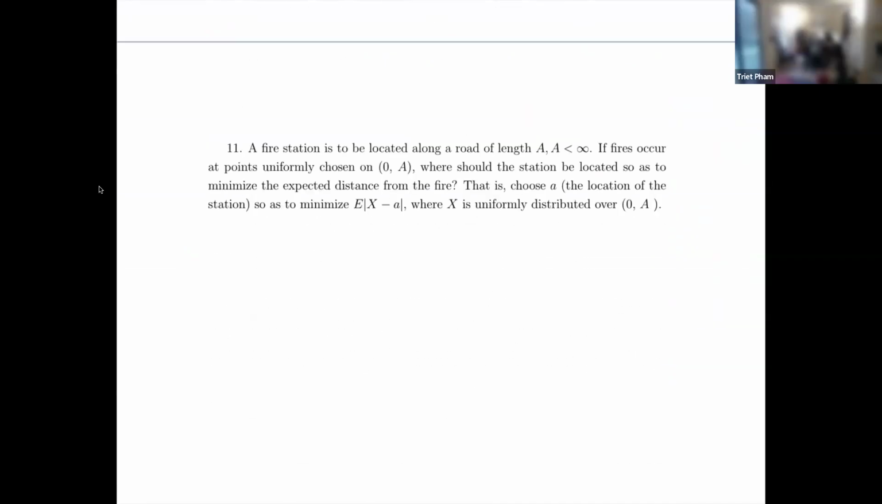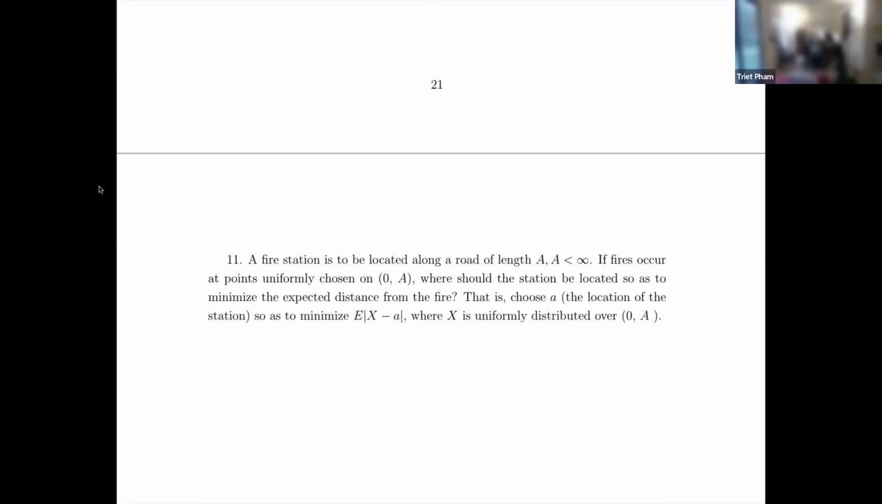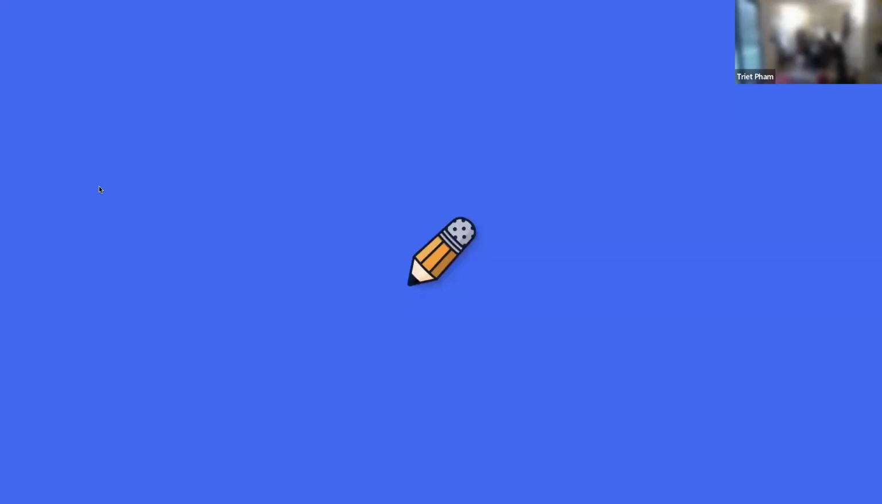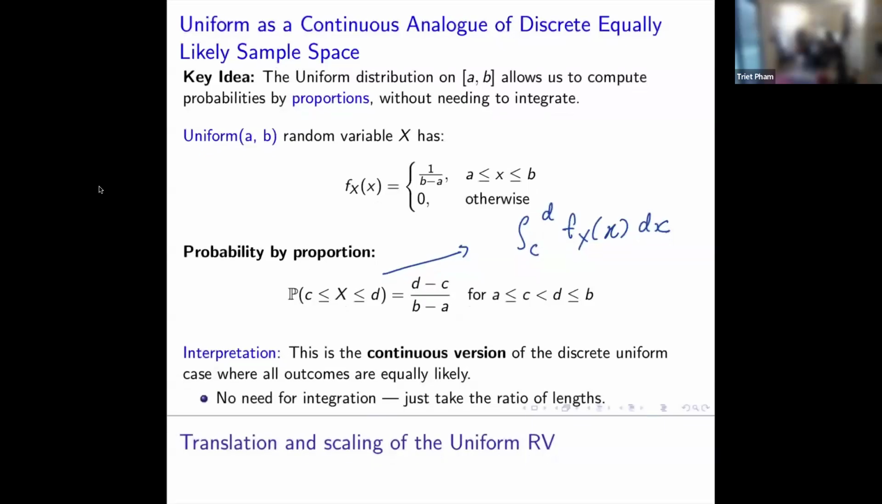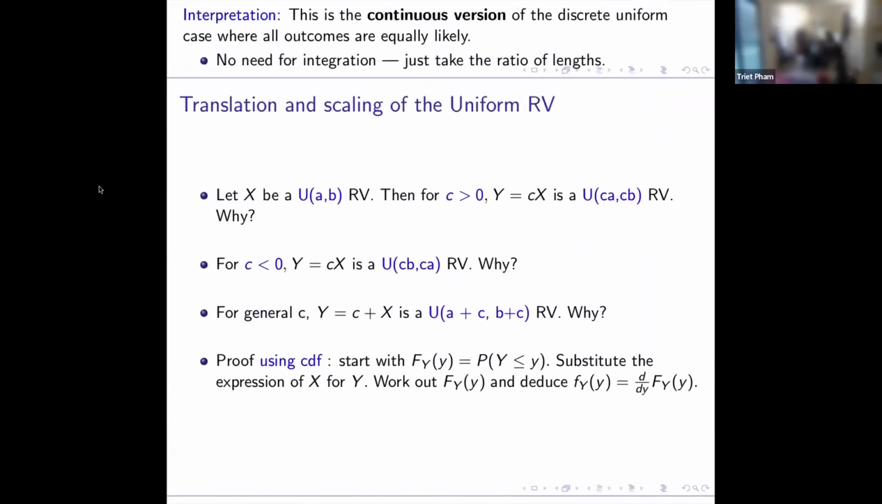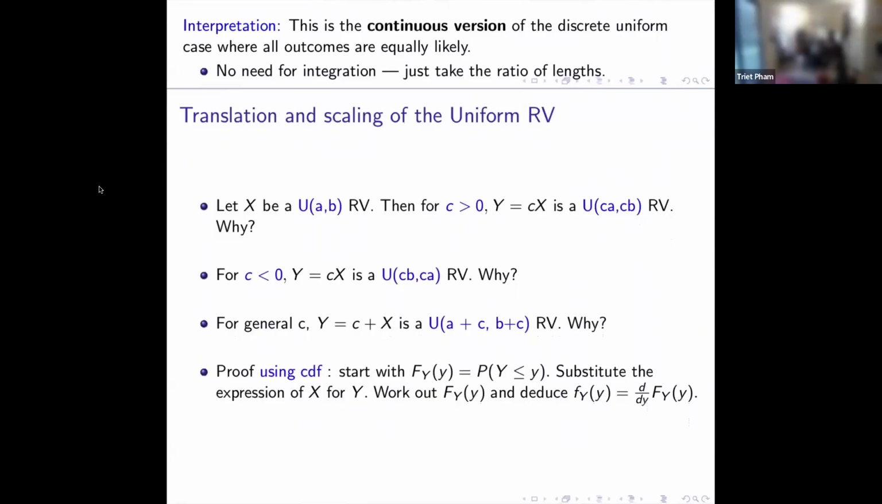So this is question 11. I think let's save this until after the quiz. Let me talk a little bit about the remaining part of the uniform, and then I'll give you the quiz, and then we'll talk about the other problem after the break.